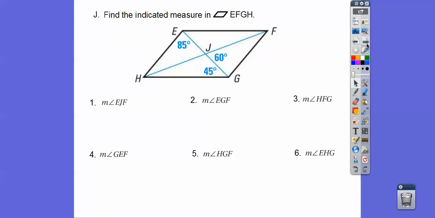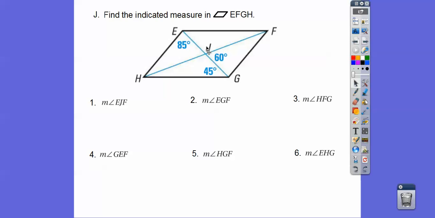So find the indicated measures of this parallelogram. Okay, so EJF, let's see, we'll get to that in a second. Okay, well, look, here's 60 right here. Here's a straight line right there. So this is going to be 120.